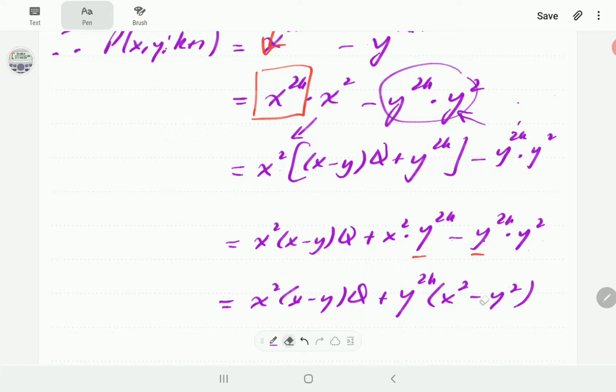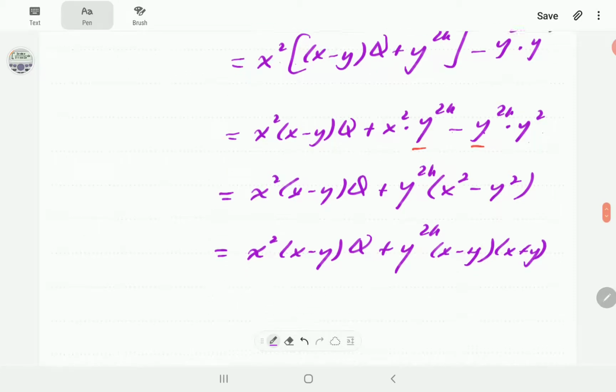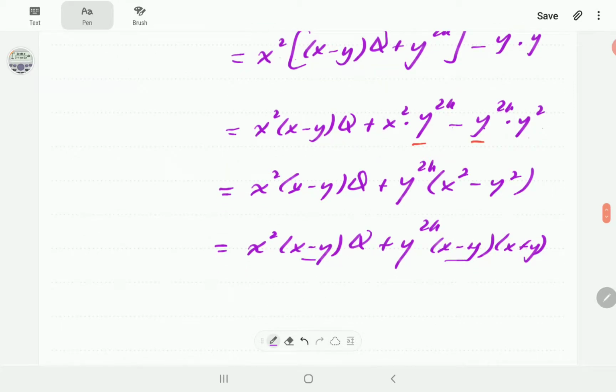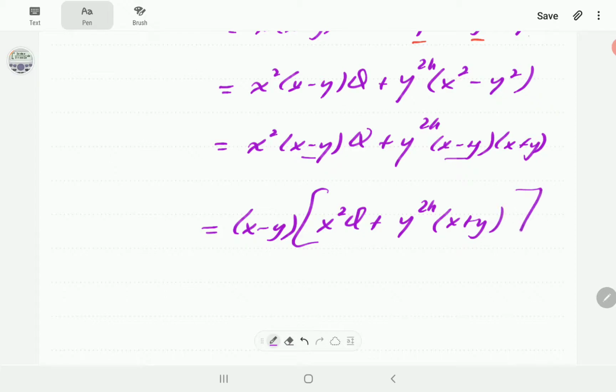But then this is now factorable, so we're going to factorize that. So we're going to have x squared (x minus y) times q. It's going to be (x minus y)(x plus y). And then x minus y is now a common factor, so (x minus y) brackets x squared times q plus y to the power 2k (x plus y).